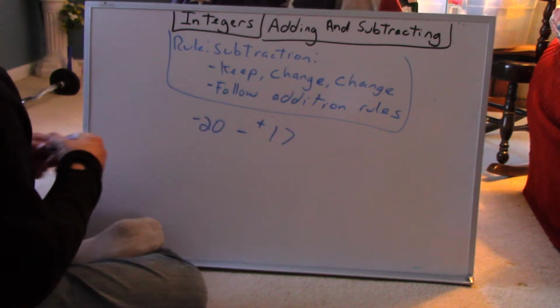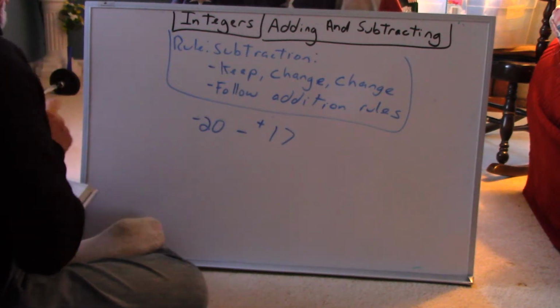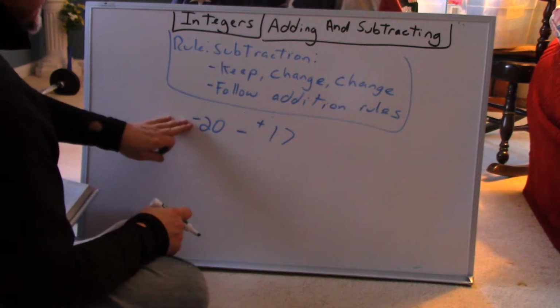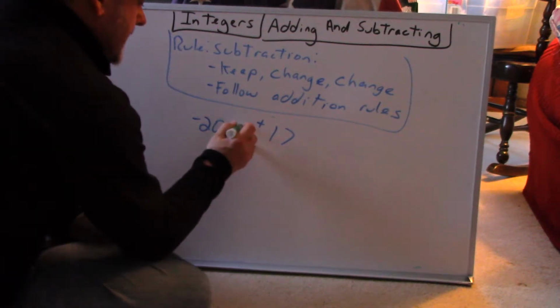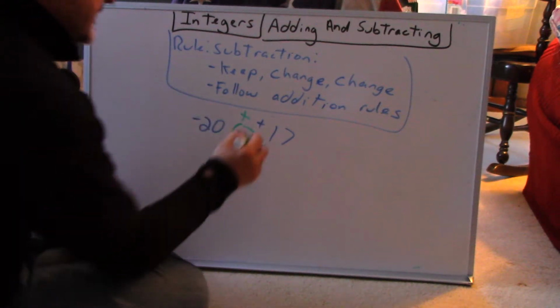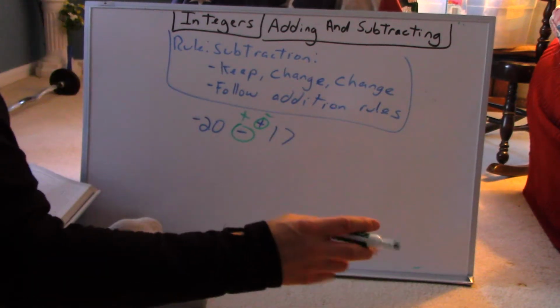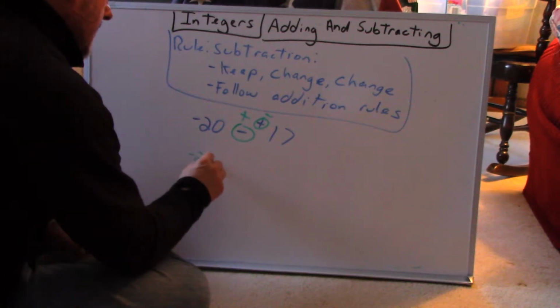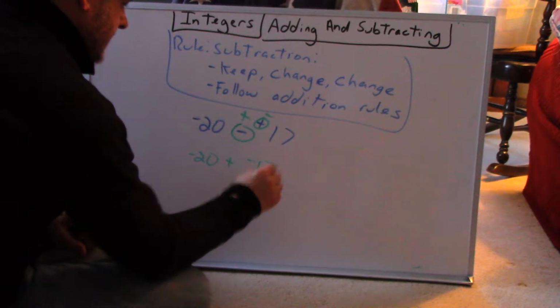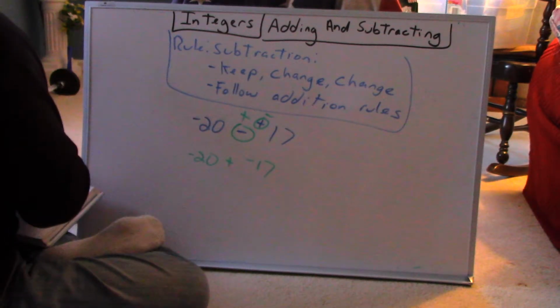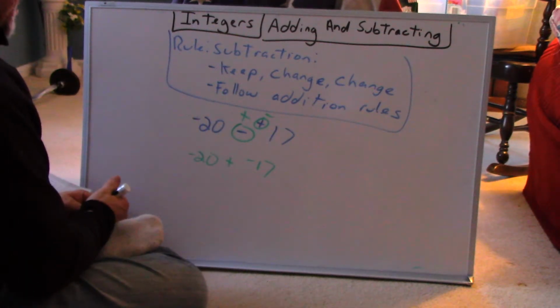Subtract positive 17. Okay, what do we do? Keep the first sign. Change the operation symbol. Change the second number. New problem: negative 20 plus negative 17. Then what do we do? Add and keep the sign.